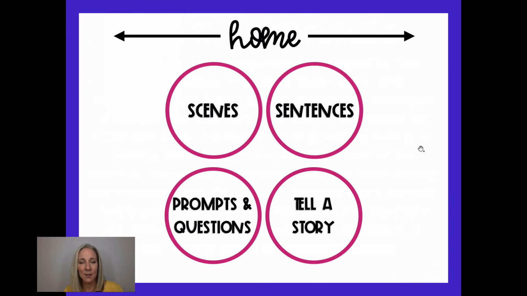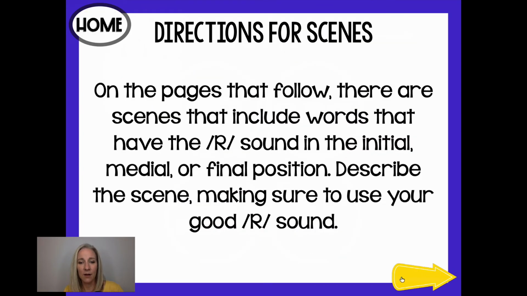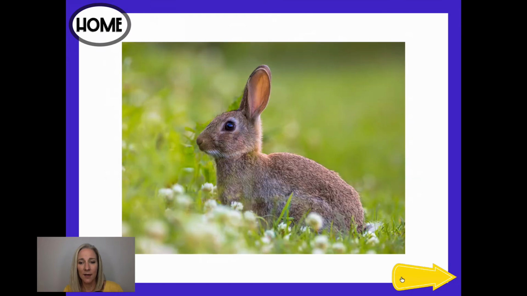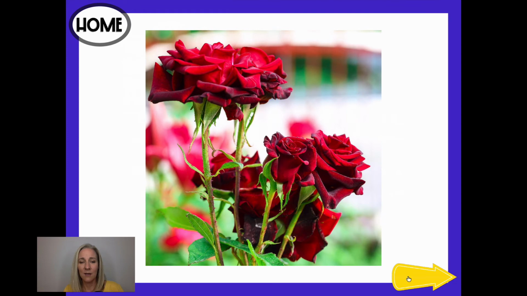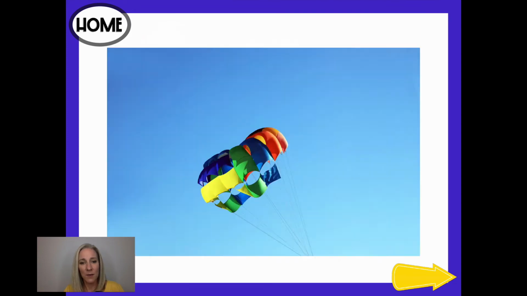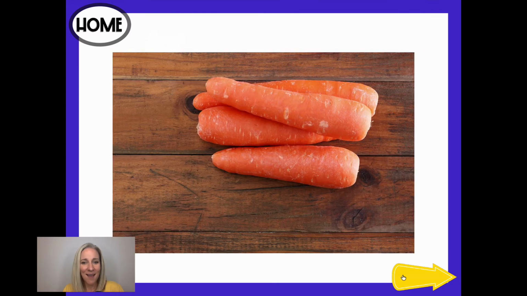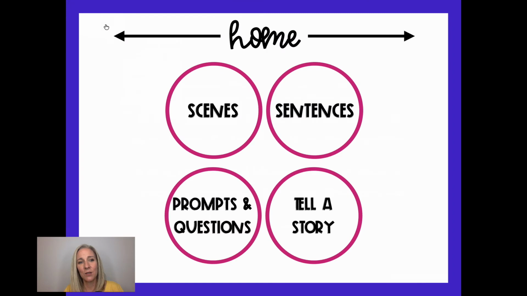And let's go ahead and take a peek inside. The scenes are essentially just pictures that have the R in different pictures here that your students will use in a sentence, or they'll describe the picture. They might say for this one, I see a parachute flying up in the sky. I see 4 carrots on a table. So they're essentially just going to use their word in a sentence to describe what they see in the picture.